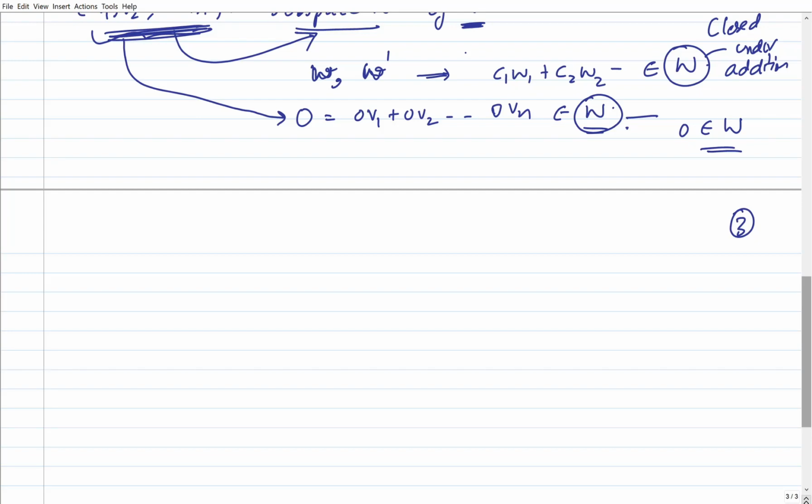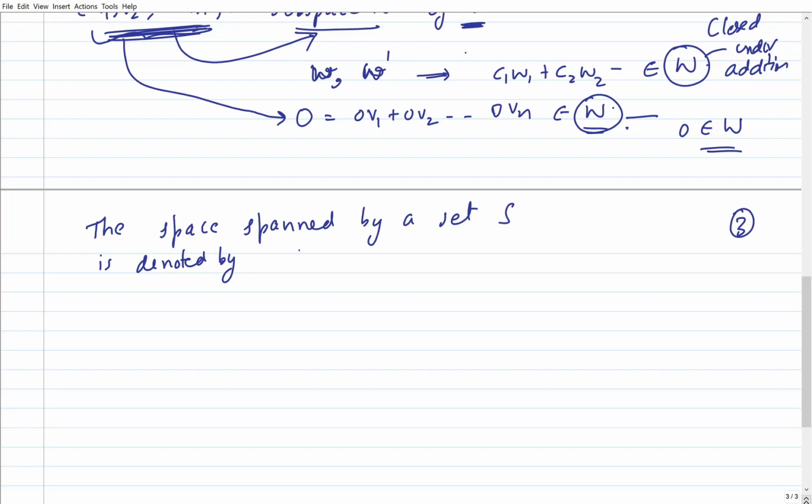So just that the space spanned by a set S is denoted by span S.